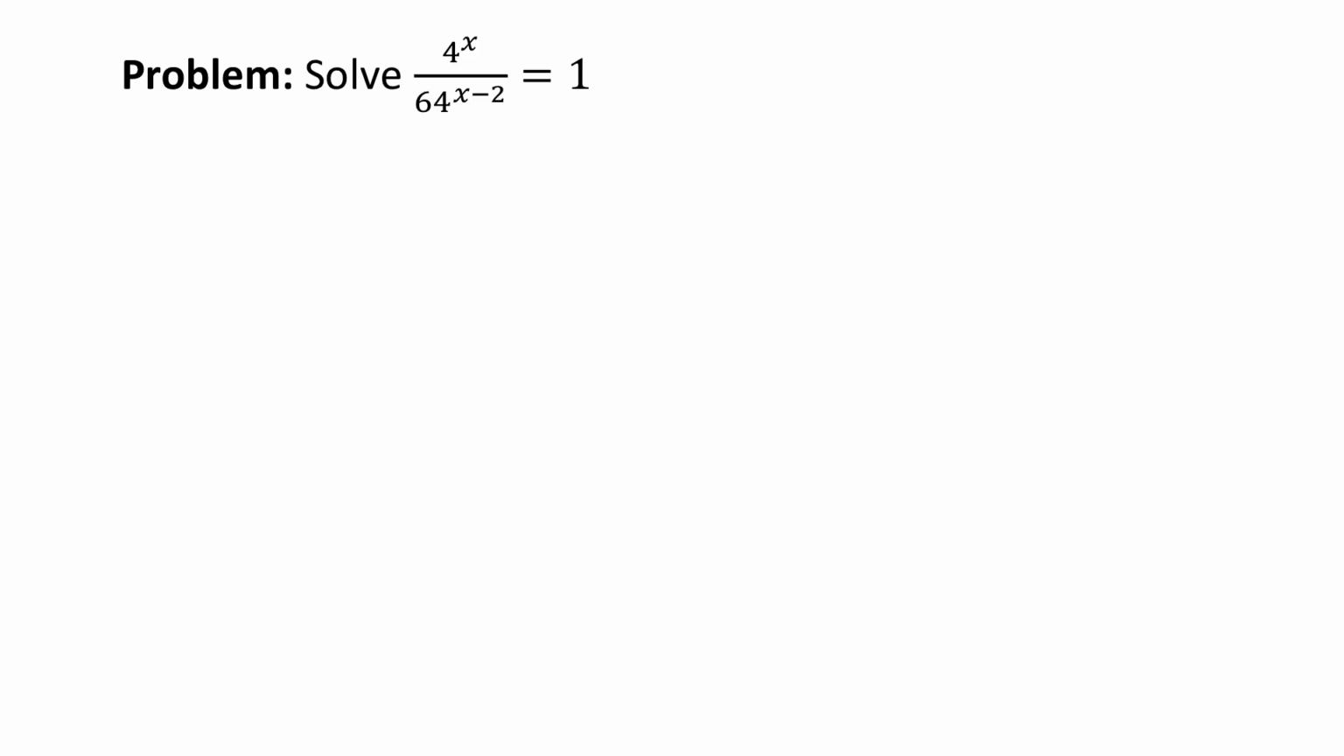All right, we got one more here. 4 to the x over 64 to the x minus 2 equals 1. Pause the video and give it a try.